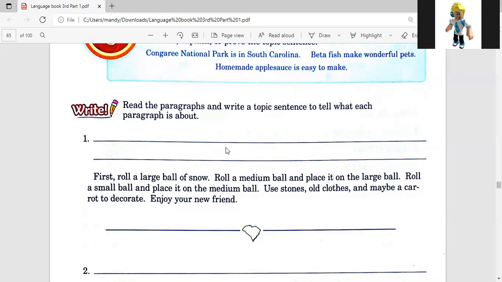Okay, excellent. So let's see. This one is a paragraph of instruction, yes? Okay, first, you roll a large ball of snow. Okay, second, you roll a medium ball of snow. And at the end, you roll a small ball of snow. Then you place first the big one, then the medium, and the last one is the small. You use different stones, you can use clothes, you use a carrot, and you enjoy the new friend. Okay, what is this one? What is your idea?